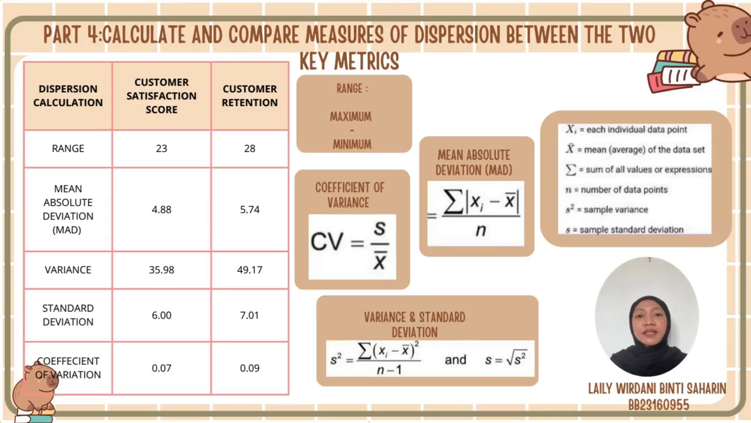its mean. In summary, the results show that customer satisfaction scores are generally more stable across companies, while customer retention rates are more scattered and less predictable. This could suggest that while many companies succeed in keeping customers satisfied, retaining them long-term may still be a challenge.